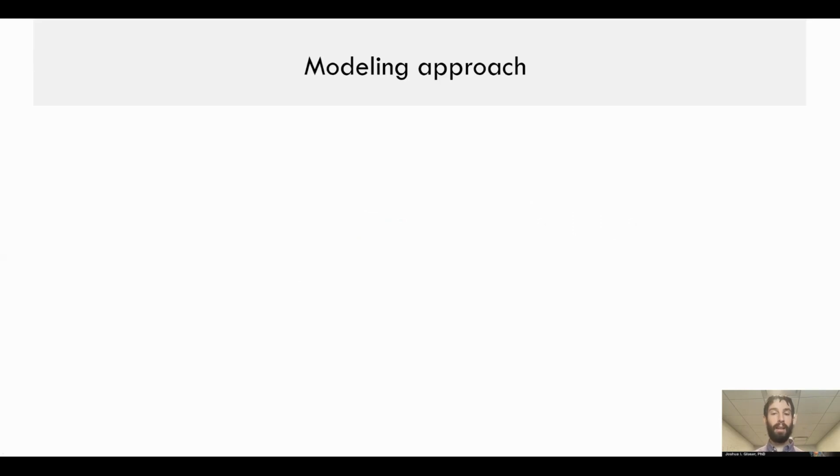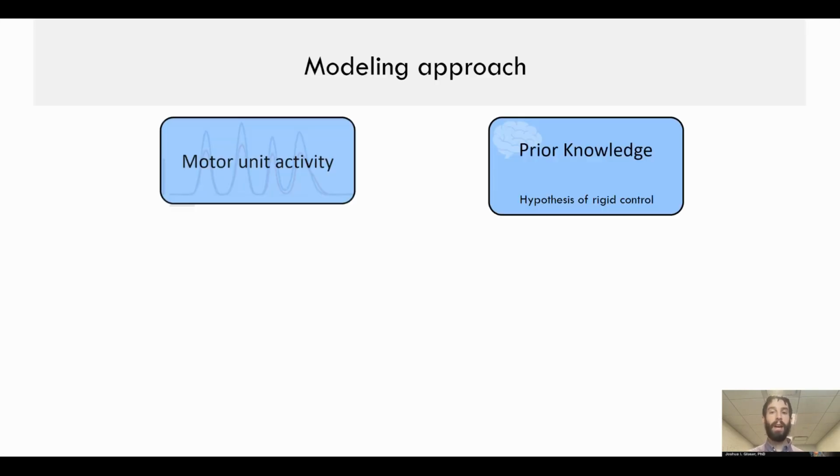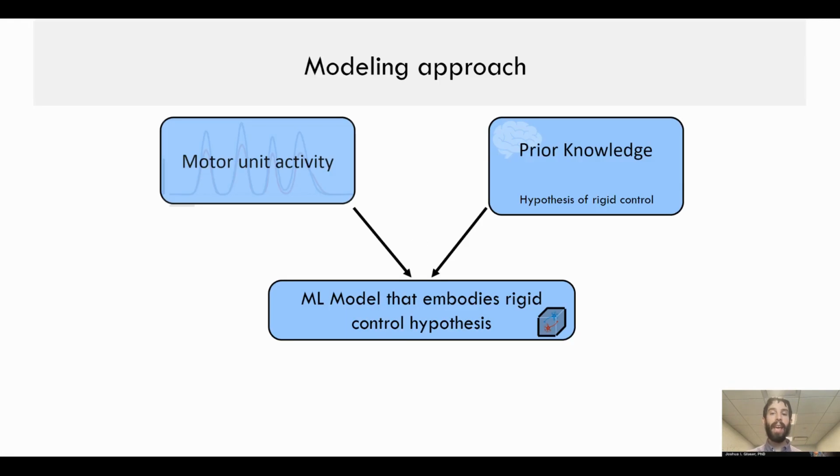So our general modeling approach is that we have this data, the motor unit activity, and we want to incorporate this prior knowledge, this hypothesis of rigid control. And we're going to combine them to get this machine learning model that essentially embodies the rigid control hypothesis. We're going to fit that model to the motor unit activity data.